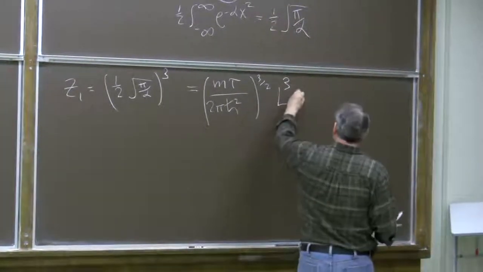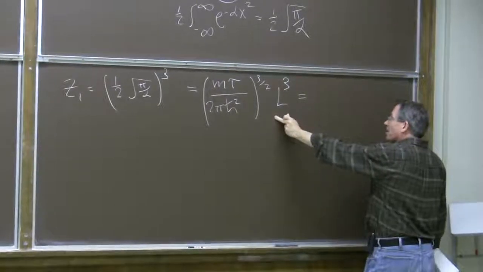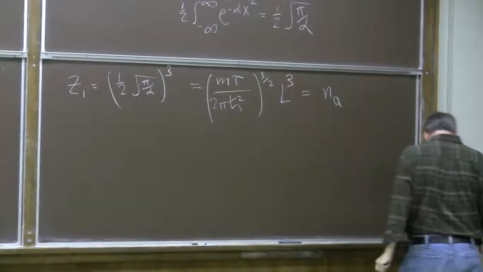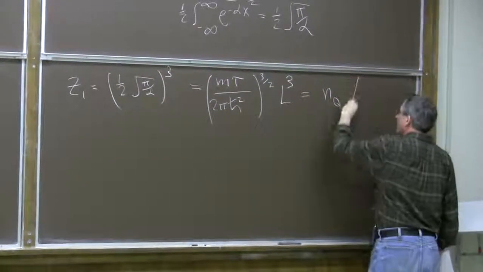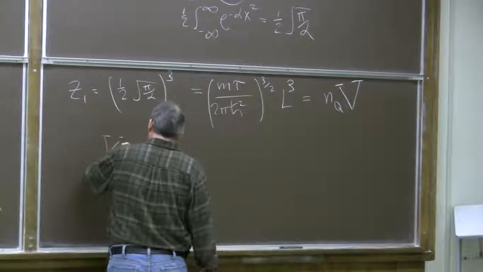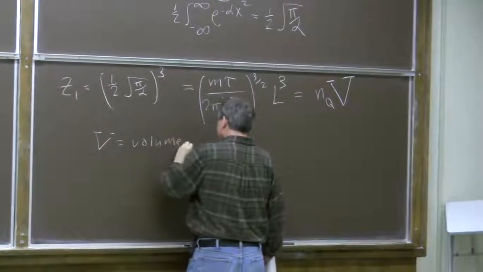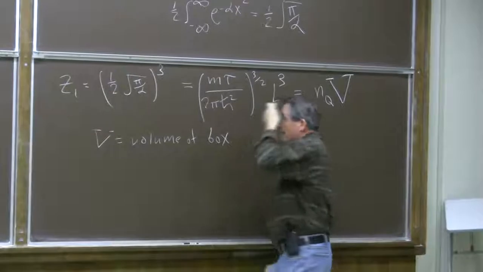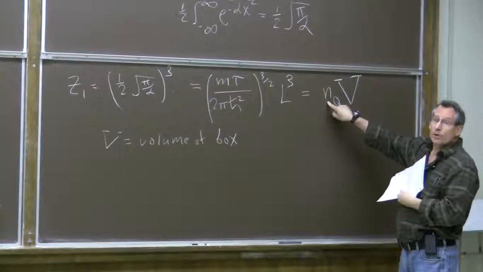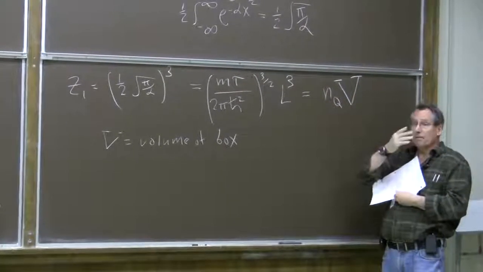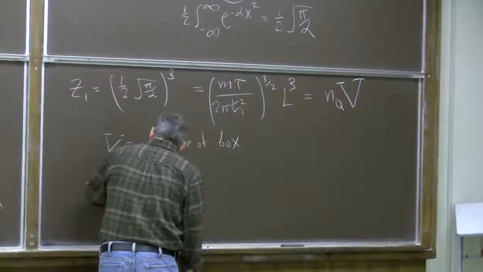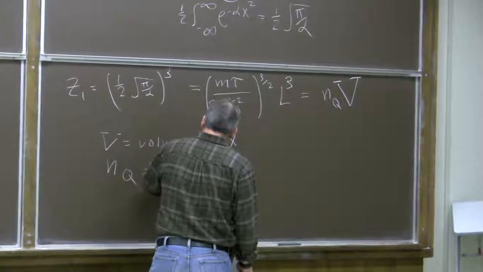So I can define the quantity that's multiplying L cubed. I'll give it a name. I'll call it n sub Q. And, of course, L cubed is the volume of the box, so I'll write that as V. So V is the volume of the box. Z_1 is a dimensionless quantity, and n_Q has the dimensions of 1 over volume. It's the same thing as the dimensions of concentration, number divided by volume. And so I'll call it the quantum concentration.